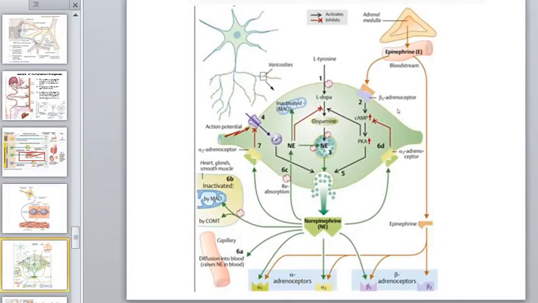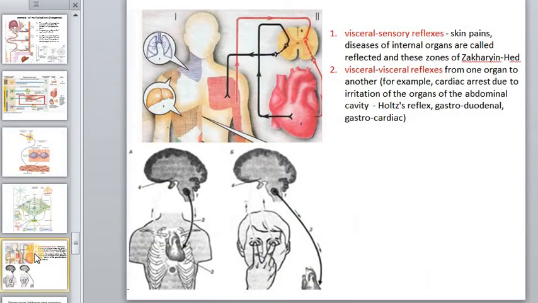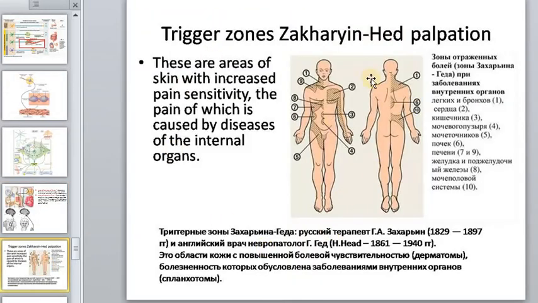And what about the reflex? About reflexes in the visceral or autonomic nervous system, there are some reflexes, visceral sensory reflexes. Skin pains in diseases of internal organs are called referred pains, and these zones are for the heart and head, and we even have these trigger zones, for example on the human body, but for animals the same areas.